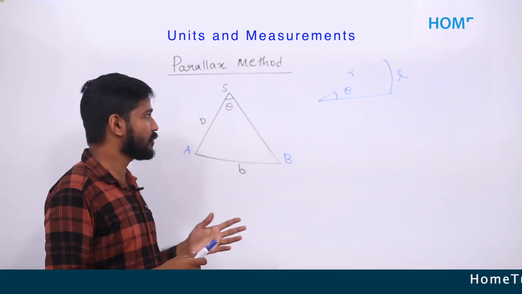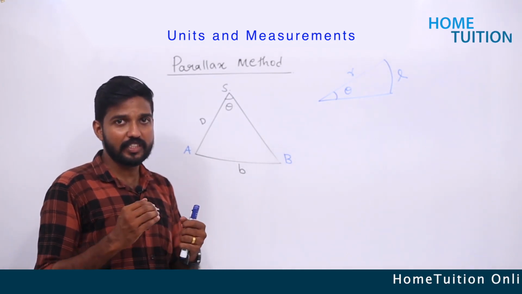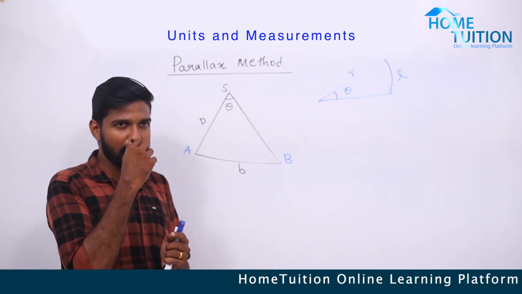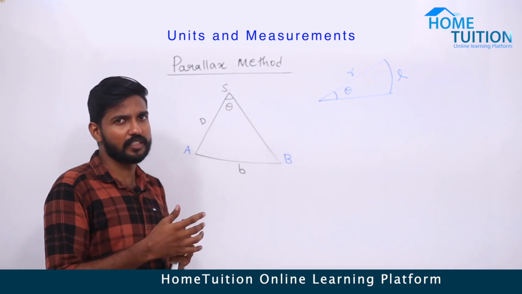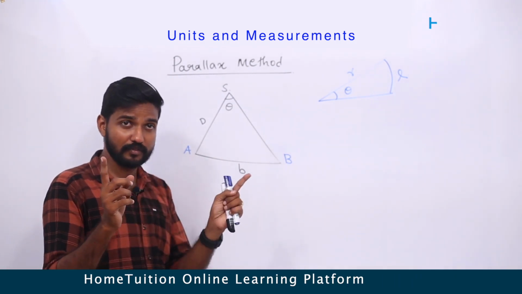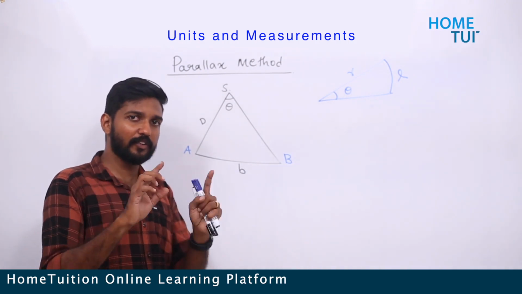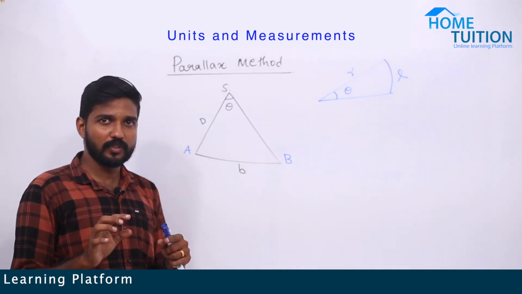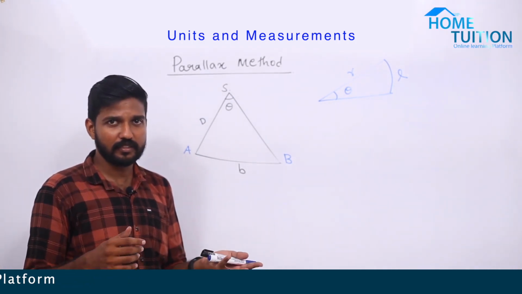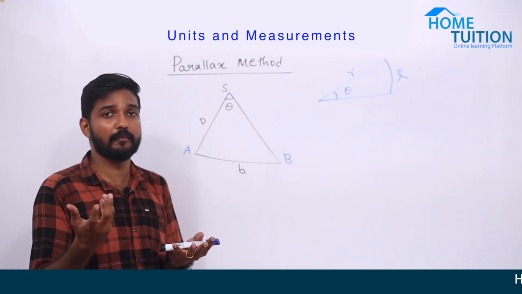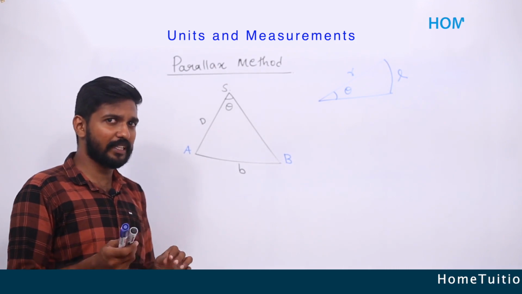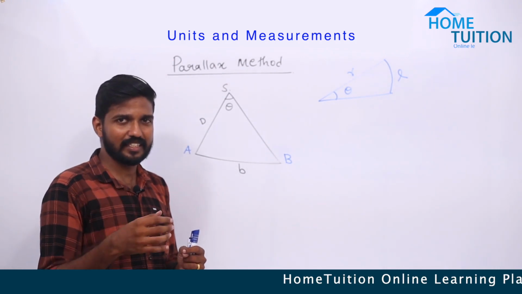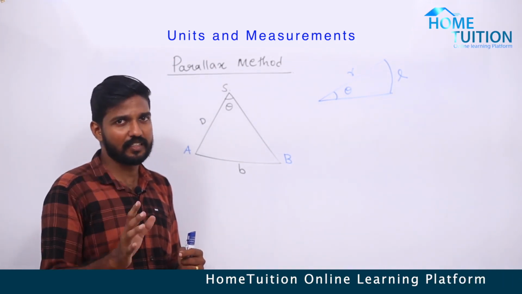Now, children, listen here. Suppose we have to measure the distance to the moon, or the distance from Earth to Mars, something like that. Or we have to measure the angular diameter of Mars or the moon. All of you know the moon, Mars, and all the celestial objects are very far away from Earth. So there is a method which is used to measure the distance to the moon or to any planet or to any stars.